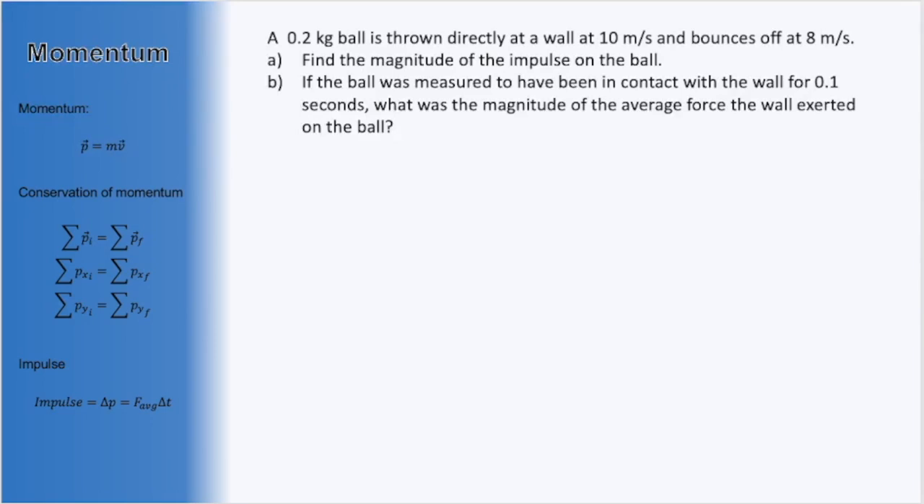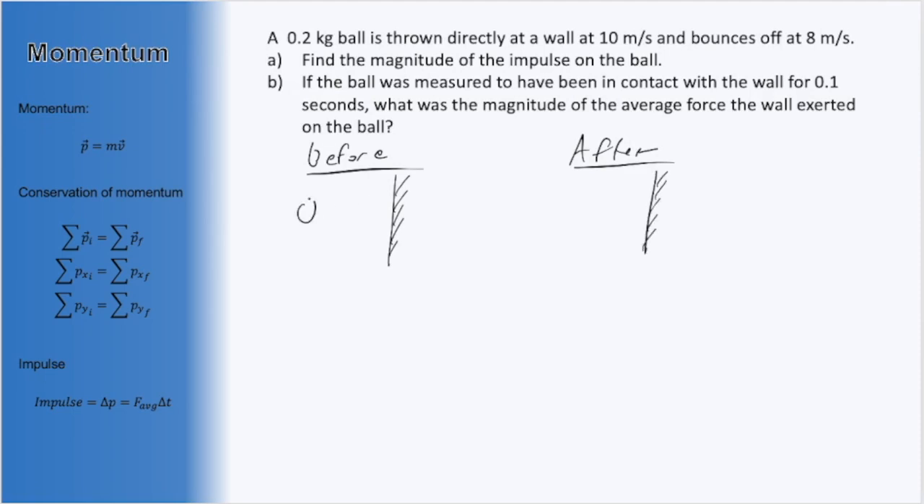Let's also take a look at a problem that involves impulse. A 0.2 kilogram ball is thrown directly at a wall at 10 meters per second and bounces off at 8 meters per second. Part A asks to find the magnitude of the impulse on the ball. Once again, we might want to draw ourselves a before and after diagram. Here is the wall in either case.